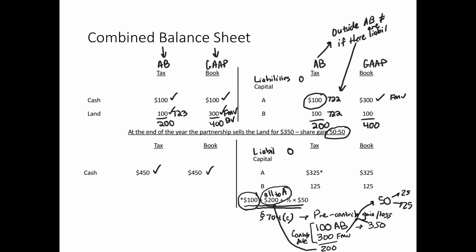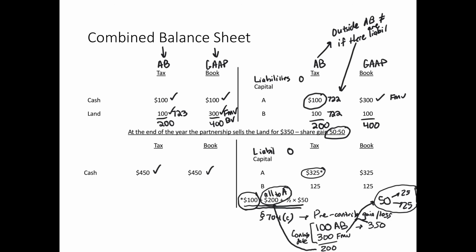Basically, the idea is that this is an anti-avoidance rule for allocation purposes, so that we can't transfer some of that gain to B and save taxes if B's in a lower tax bracket. You'll learn more about that when we do allocations. All that gets allocated to A. Then finally, the last 50 gets allocated 50-50. That's where the 50-50 rule comes into play. So there's 25. So 100 plus 200 all to A plus 25 is 325.